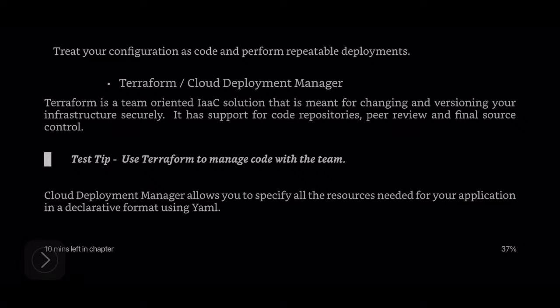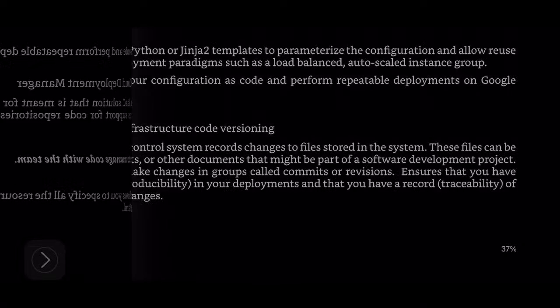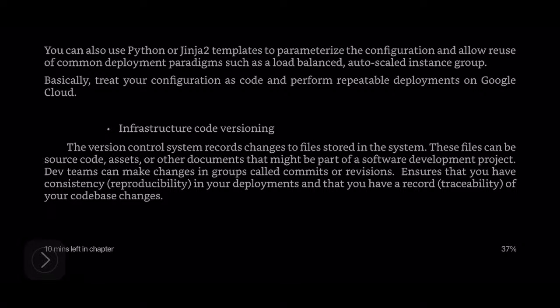Cloud Deployment Manager allows you to specify all the resources needed for your application in a declarative format using YAML. You can also use Python or Jinja 2 templates to parameterize the configuration and allow reuse of common deployment paradigms such as a load-balanced, auto-scaled instance group. Basically, treat your configuration as code and perform repeatable deployments on Google Cloud.